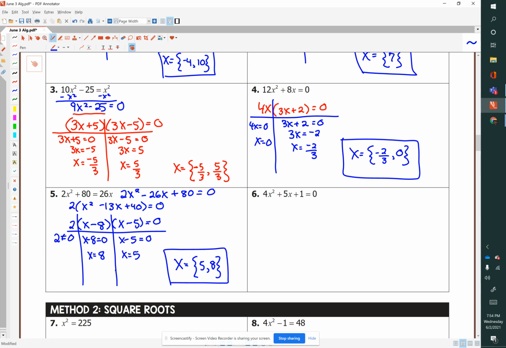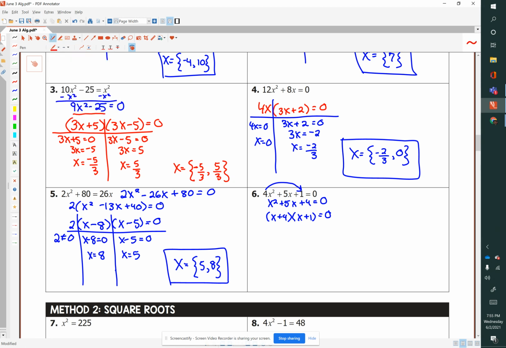And now we have a slip and slide one. Remember that? So we're going to take 4, slip it over, and multiply it by 1, which will give us x squared plus 5x plus 4 equals 0. So we're going to factor that, and we need two numbers that add to 5 and multiply to 4. So that would be a positive 4 and a positive 1. So x plus 4, x plus 1 equals 0.